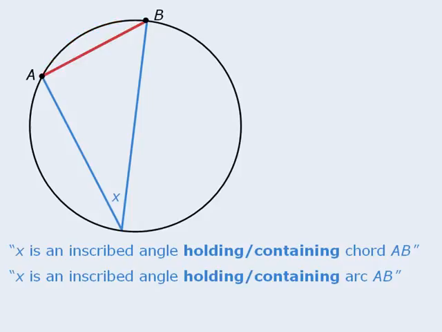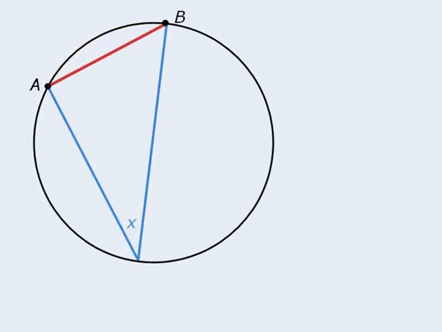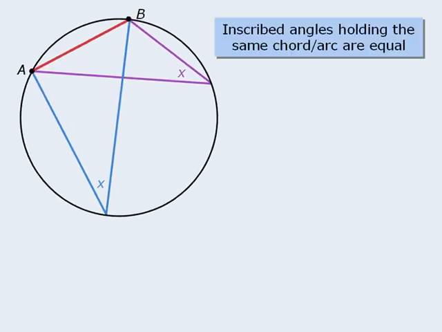As you can see, if an inscribed angle is holding a chord, it is also holding an arc. So the properties that we examine in this lesson will pertain to both chords and arcs. Okay, we're ready for our first property. If we have an inscribed angle holding a chord, and we have another inscribed angle holding the same chord, then both inscribed angles will be equal. So the property is that inscribed angles holding the same chord or arc are always equal.